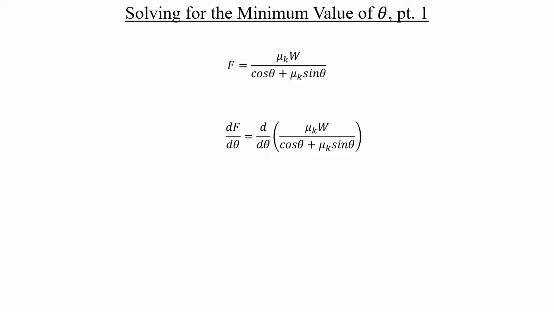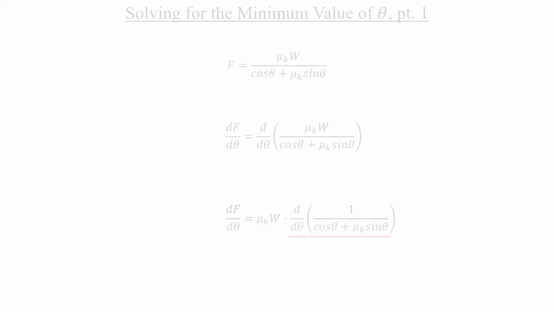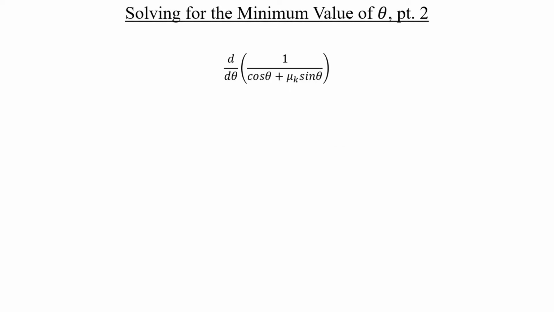The derivative part isn't so bad, and we can actually do ourselves a favor by factoring out the numerator, because mu sub k and W don't rely on theta at all. And for now, let's focus our attention on this part specifically. In order to complete this derivative, we'll need to use a technique called the chain rule. It's pretty similar to that U substitution trick that we used with integration in some of the past videos.